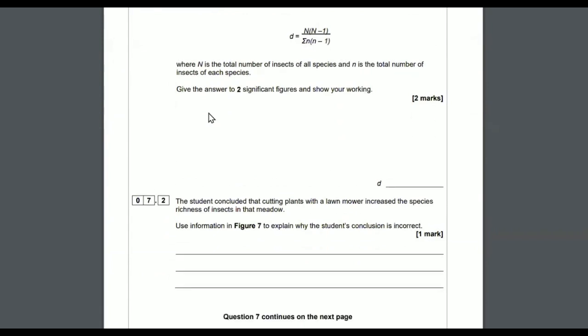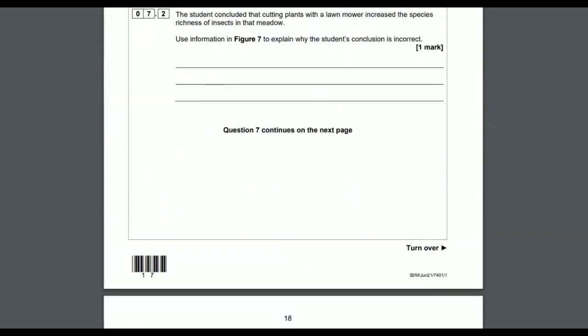Okay, let's zing down. Now, they don't ask for you to do the biodiversity of plot 2, but I reckon it's going to be less because the species evenness was worse. The student concluded that cutting the plants with a lawnmower increased the species richness of the insects in the meadow. So they've basically looked at plot 2 and said, oh, look, it's increased the species richness. No, it hasn't. There was no difference in the graph with the number of species.